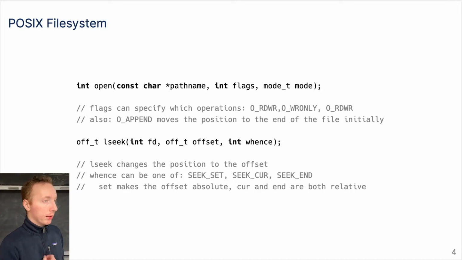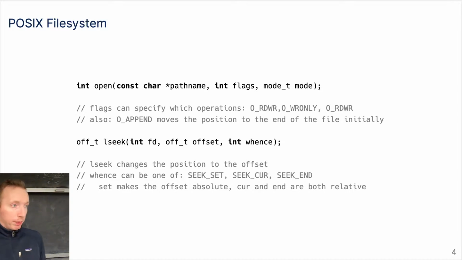So with respect to SEEK_SET, absolute with respect to what exactly? Absolute with respect to the beginning of the file. So 0 would be the first byte of the file, and it doesn't matter where that current pointer is. If you SEEK_SET to 0, it's going to go to the beginning of the file. Yep.